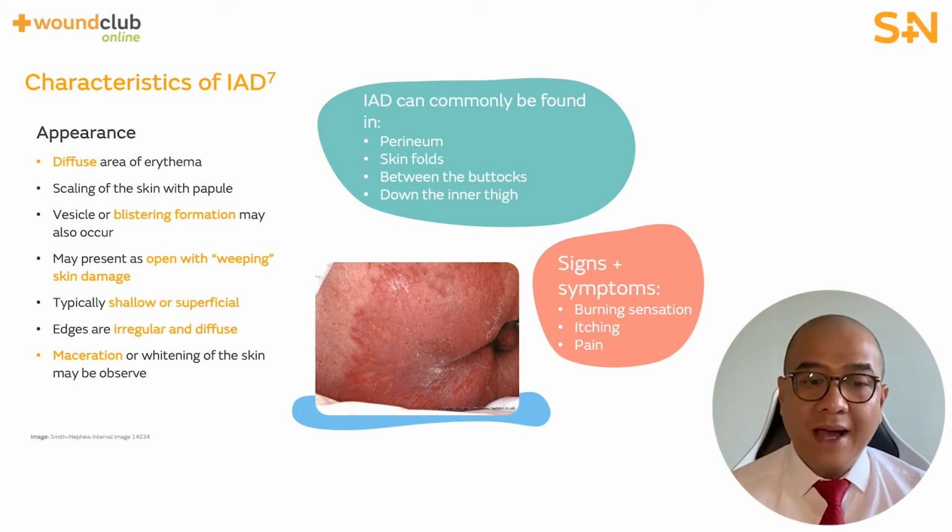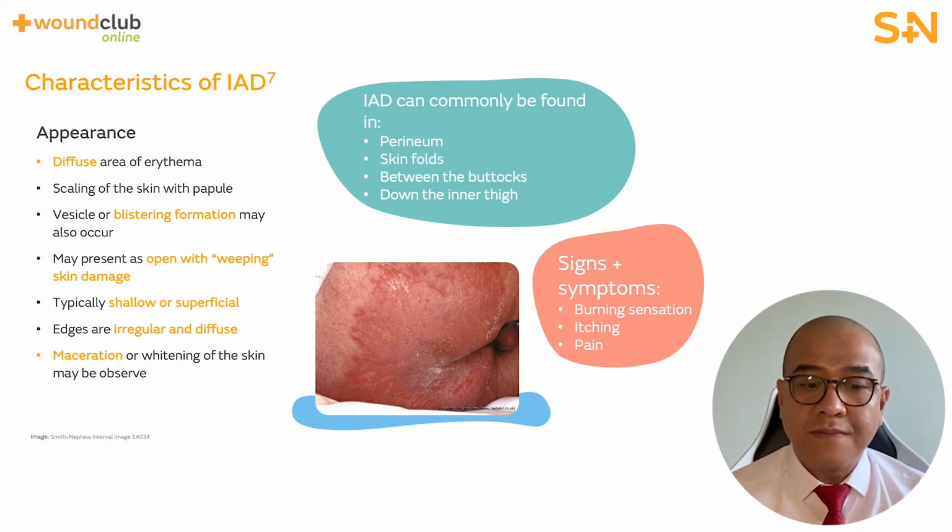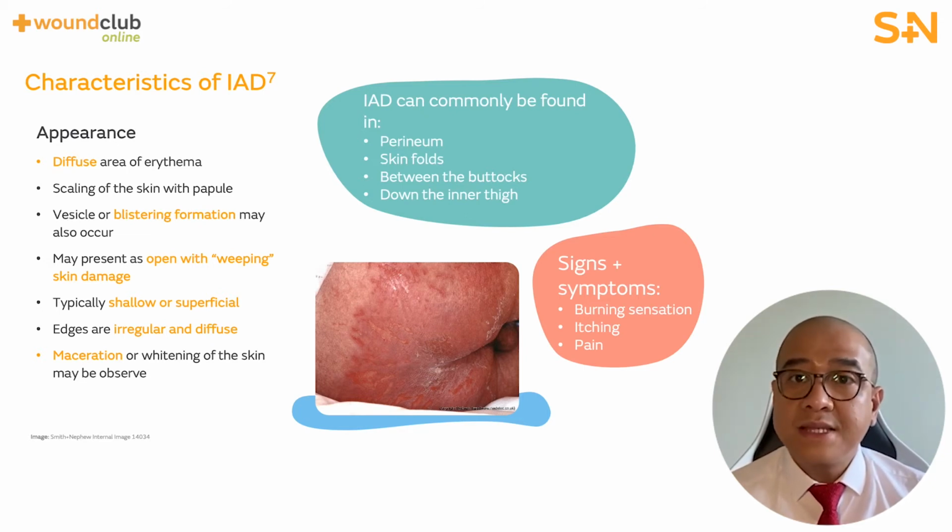Normally, IAD appears as a diffuse area of erythema, scaling of the skin, and blister formation may also occur. It may present as open, weeping skin damage. It is typically shallow or superficial. Edges are irregular and diffuse, and you may also observe maceration or whitening of the skin. They are commonly found on the perineum, skin folds, between the buttocks and down the inner thighs. In your process of assessment, your patient may also report burning sensation, itching, and pain from the affected areas.